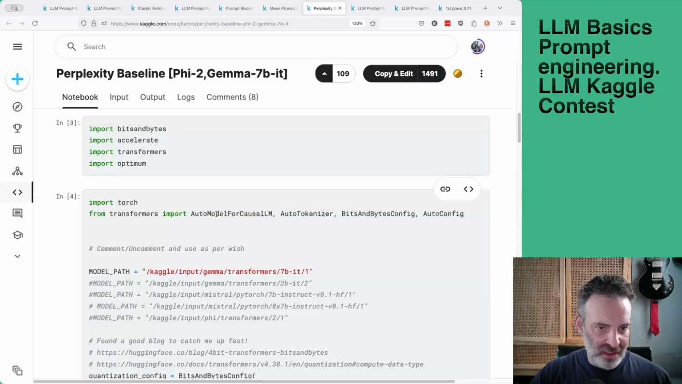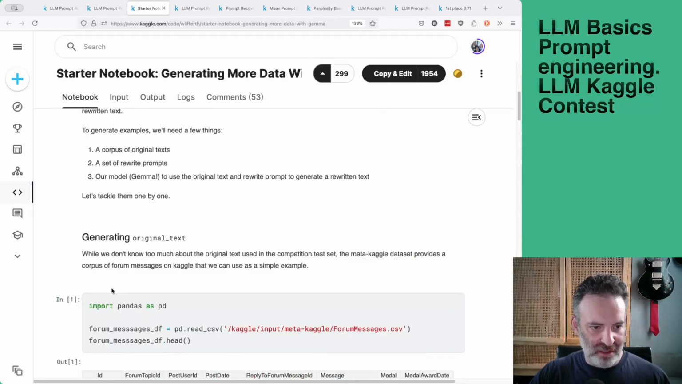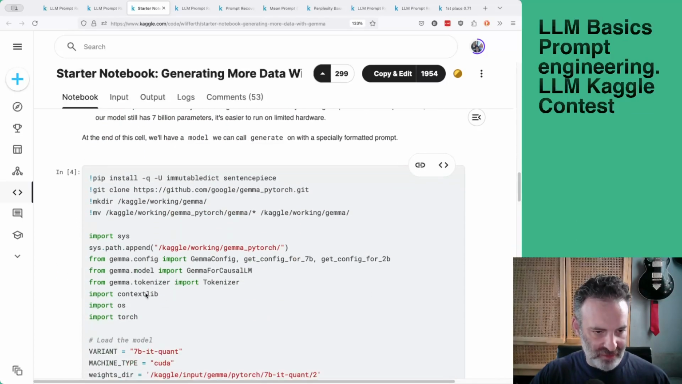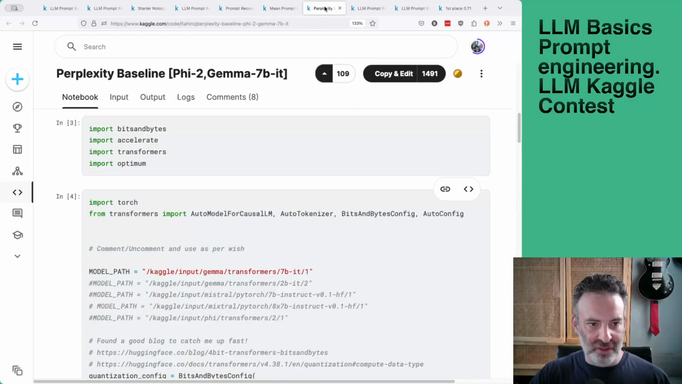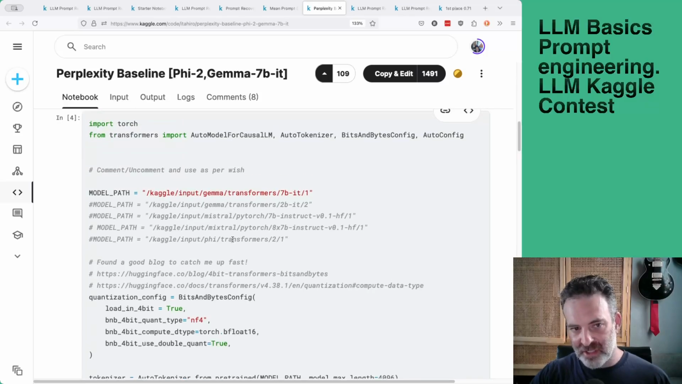Instead of the way Google provides, where you load Gemma and have to say Gemma model, tokenizer, the way that you load it in here is you say auto model, auto tokenizer, and then your model path is Gemma transformers, and so on. This Hugging Face library is smart enough to know, just from looking at this file path, that we're loading a Gemma model, a 7 billion instruction-tuned model.